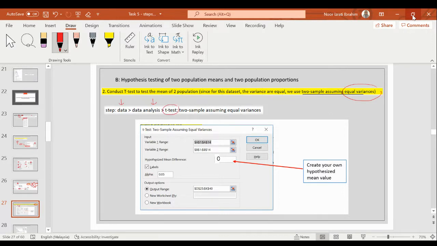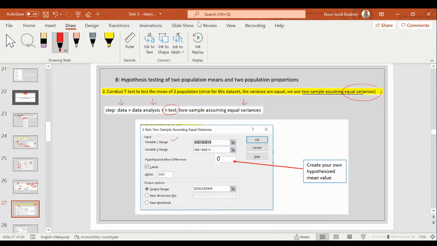We always use the t-test even though our sample is a large sample. Why? Because the variance of the population is always unknown. So since the variance of the population is unknown, we have to use the t-test. Use t-test two-sample assuming equal variance. If you have unequal variance, you have to use the other option, which is unequal variance. But both are similar. The way they calculate behind the algorithm will be different.